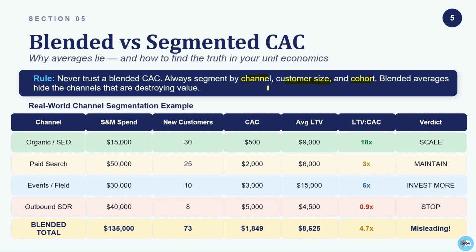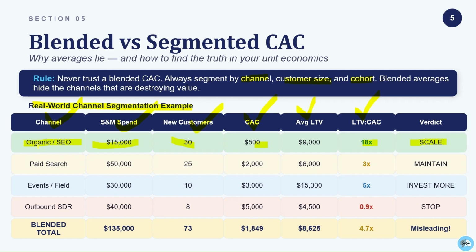Let's understand this with the help of an example. This is an example where we have channels, S&M spend, new customers, CAC value. CAC is nothing but 15,000 divided by 30 and so on. Average LTV, LTV to CAC ratio. So, what is happening here for organic slash SEO? Our LTV to CAC ratio is 18x, which means we are doing good and we should scale this platform more.